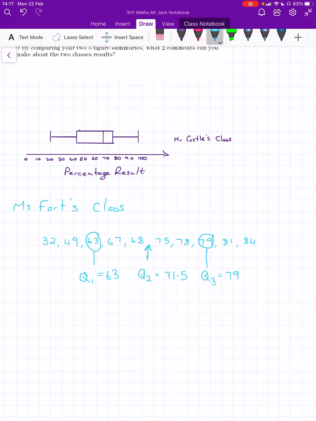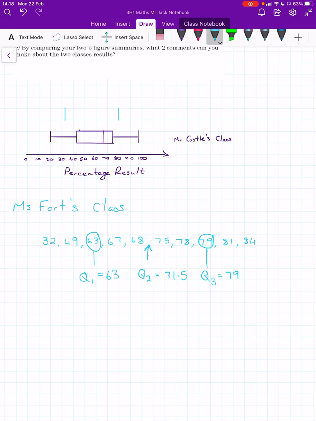Okay. Next bit, we need to draw the box plot. Now I'm going to stick with this blue pen and I'm going to plot it above Mr. Castle's class. So remember, we do the 5 vertical lines, the maximum, the minimum, quartiles 1, 2, and 3. So the minimum in Miss Fort's class was 32. So I'm just going to pop a line in there for that.